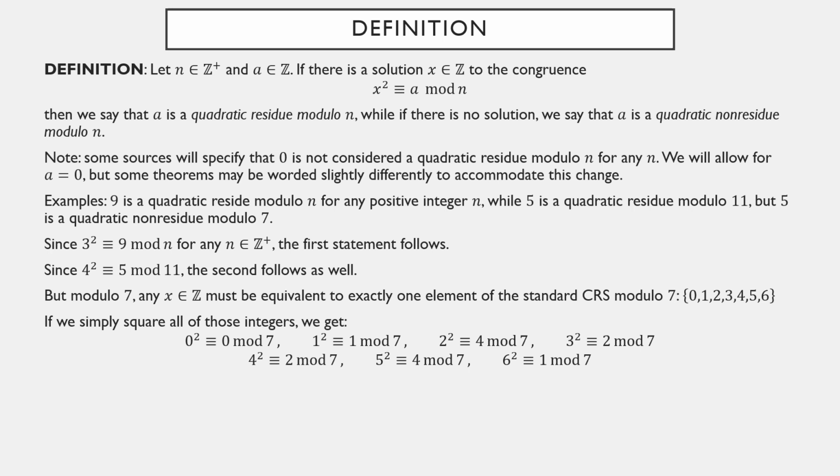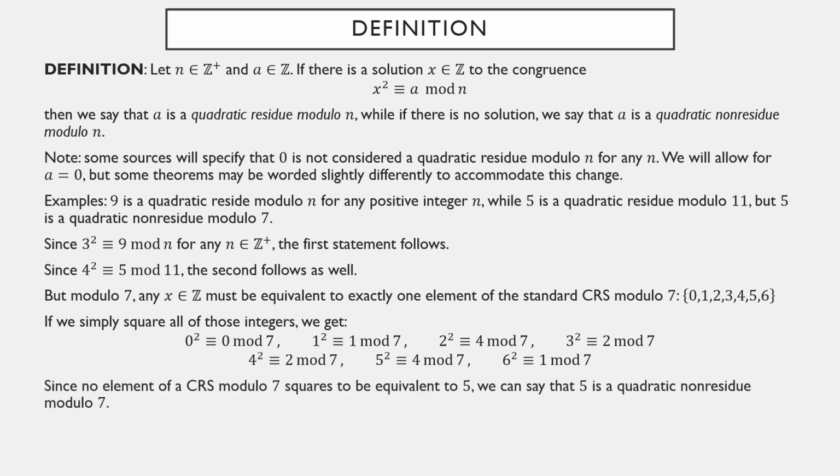So no matter what x is, it's equivalent to something 0 through 6. Therefore, its square is either equivalent to 0, 1, 4, 2, 2, 4, or 1. Nothing in a complete residue system mod 7 squares to be equivalent to 5. So there is no integer whose square is equivalent to 5 modulo 7. So 5 is a quadratic non-residue mod 7.